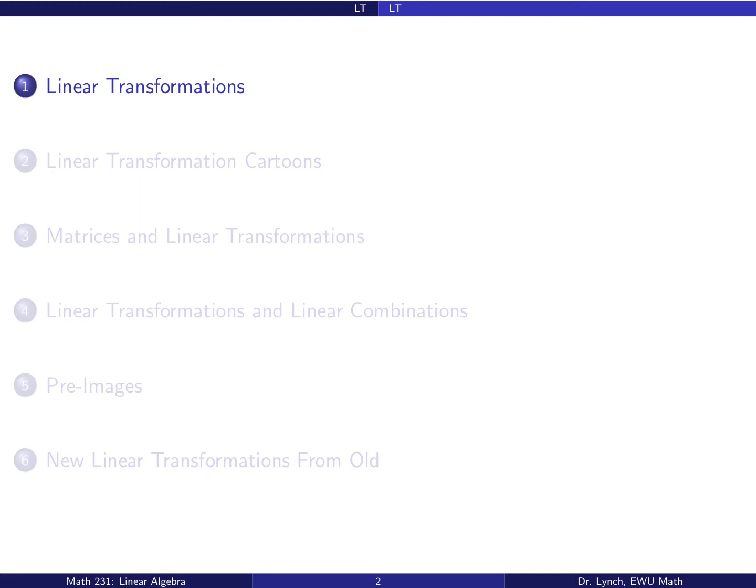We'll see that matrices are linear transformations. Soon we'll see that linear transformations can also be represented by matrices. It's pretty cool. We'll see how linear combinations act under linear transformations, talk about preimages, and then talk about a couple different ways to cook up a new linear transformation from an old one.